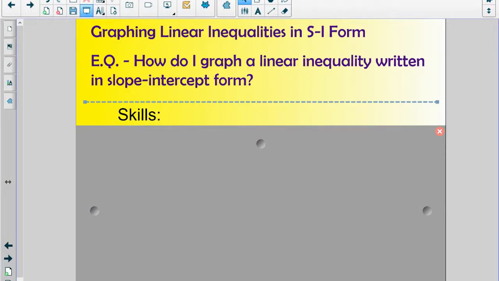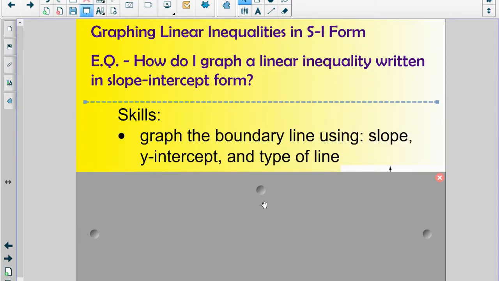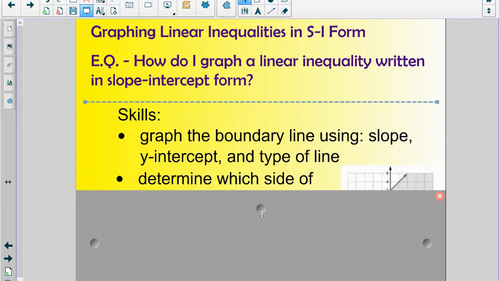All right, so next we're going to take a look at graphing linear inequalities when they're written in slope-intercept form. Some of the skills that we're going to need to review and remember from graphing equations in slope-intercept form are using the slope and the y-intercept to graph the boundary line, and also what we reviewed last time about the type of line that we draw. Sometimes it's dashed and sometimes it's solid.